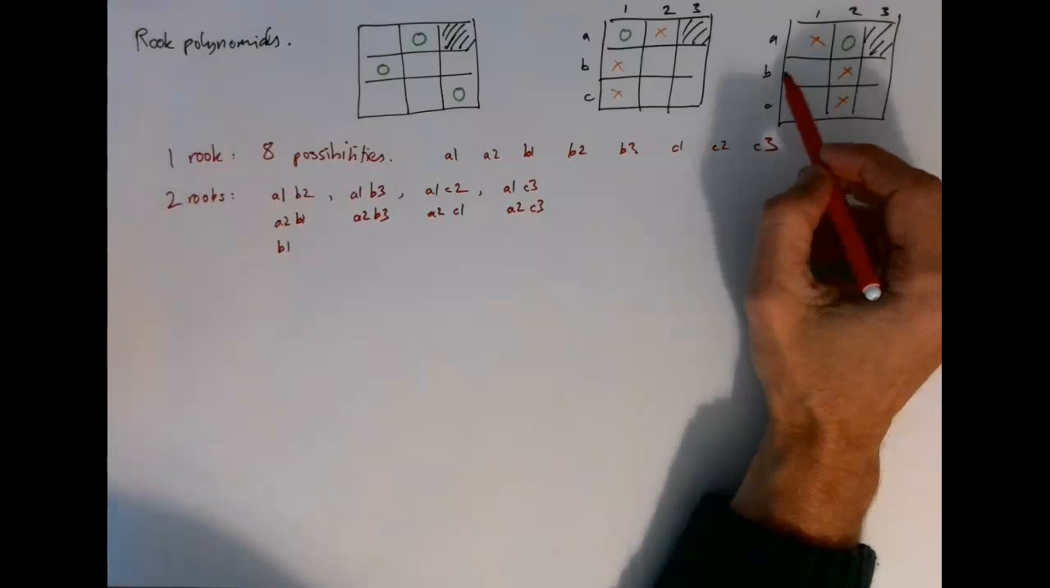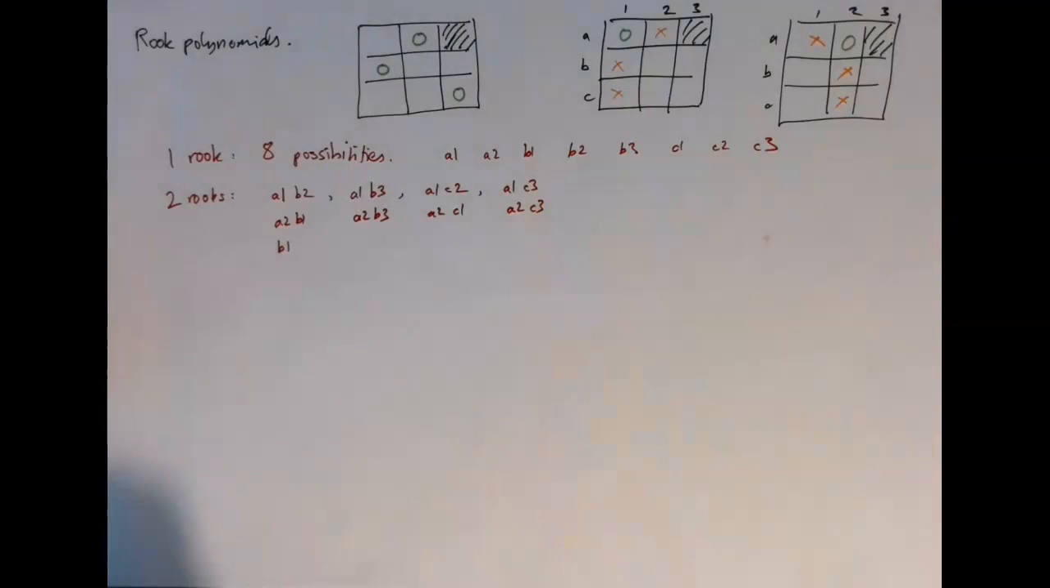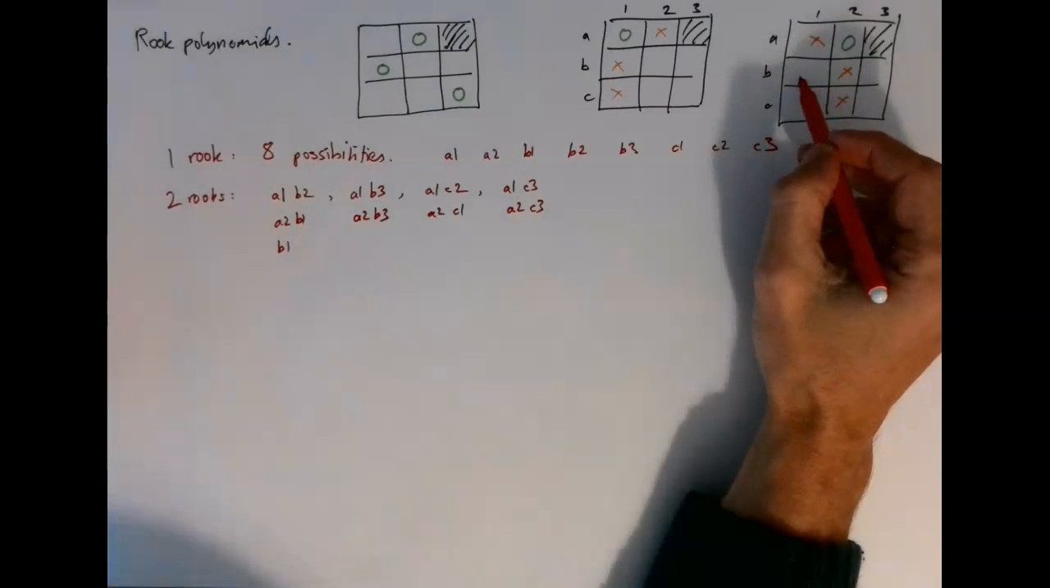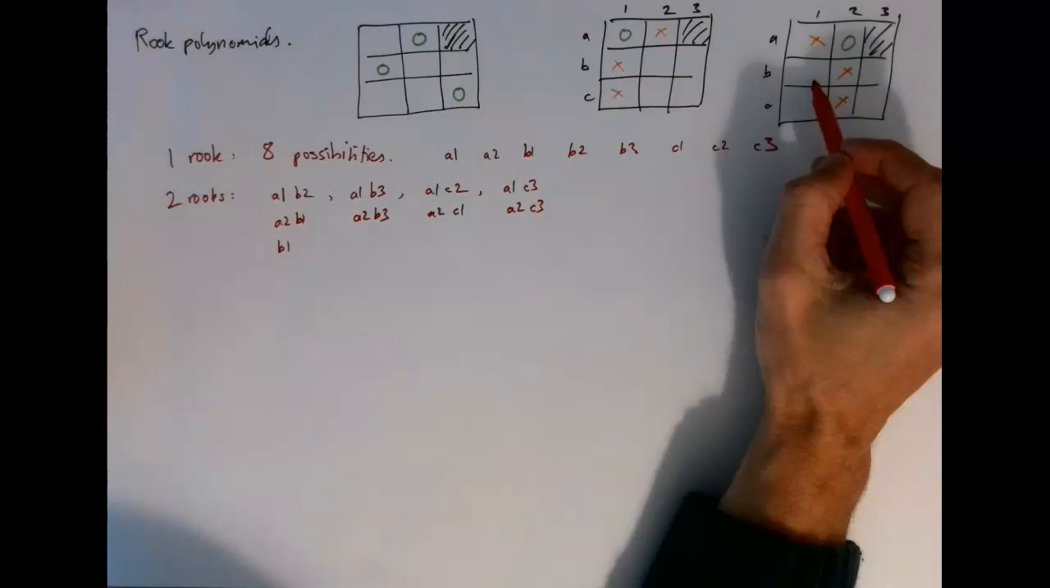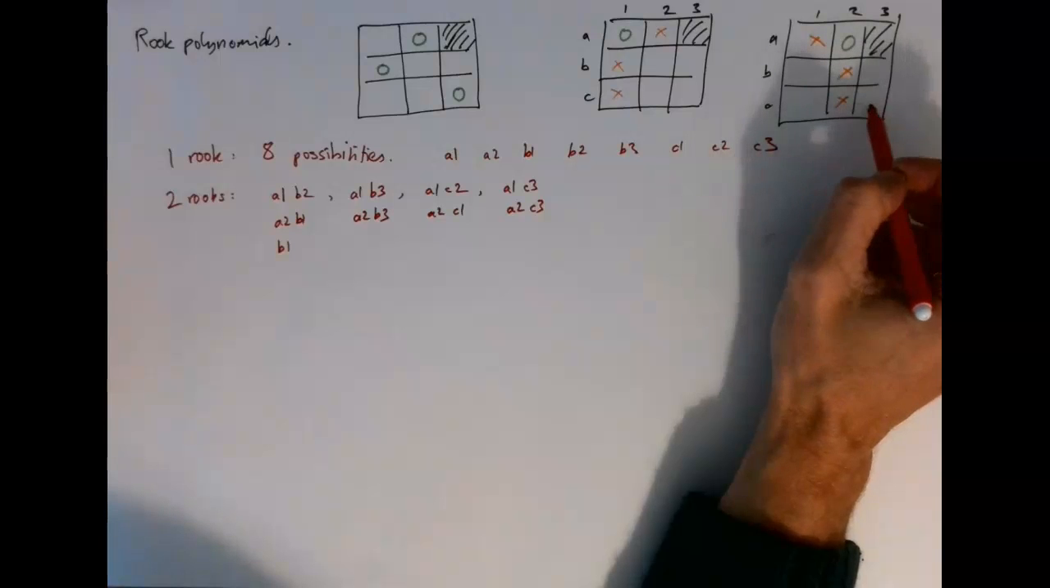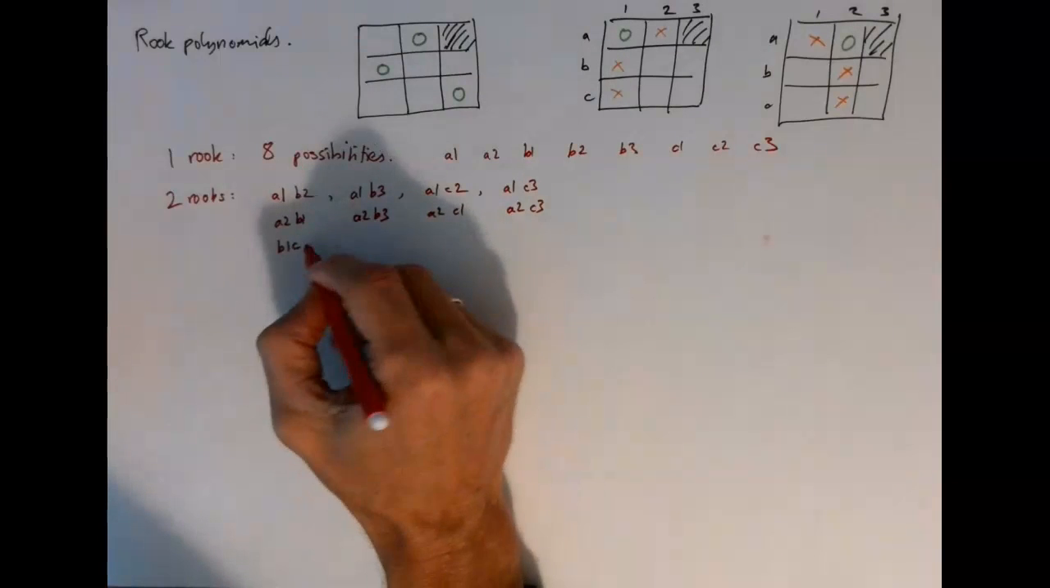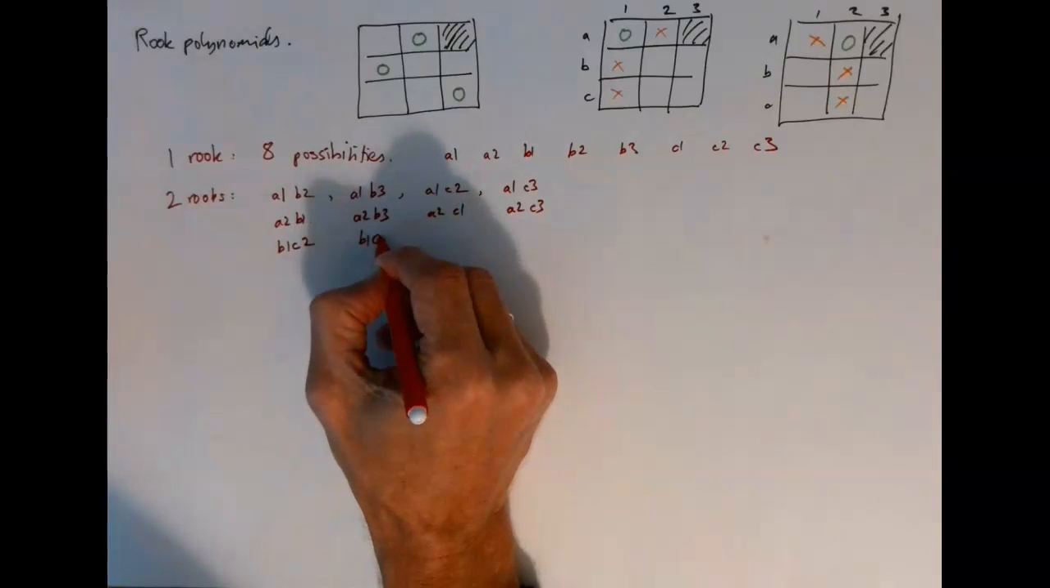Then B1 is going to be the first rook, so we don't have any in the top row. We've just got our first one here at B1, and then we can't do B2 or B3. The other one has to go C2 or C3. So we can have B1 C2 or B1 C3.